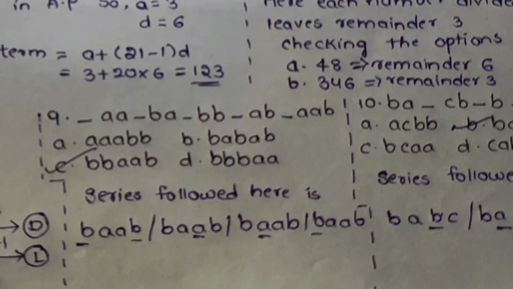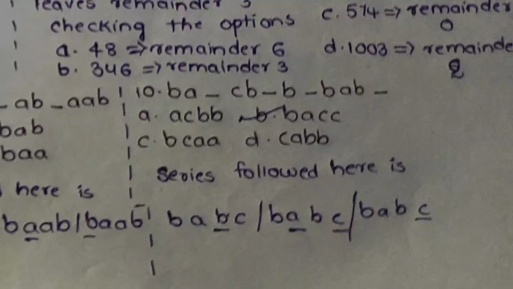And moving to the last question, that is BA blank, CB blank, B blank, B, AB blank. And the options are AC, BB, BACC, BCAA, CABB. So here there are 12 letters, and if you divide it, each set contains 4 letters. So if you see the second series, in the third one we have got B.